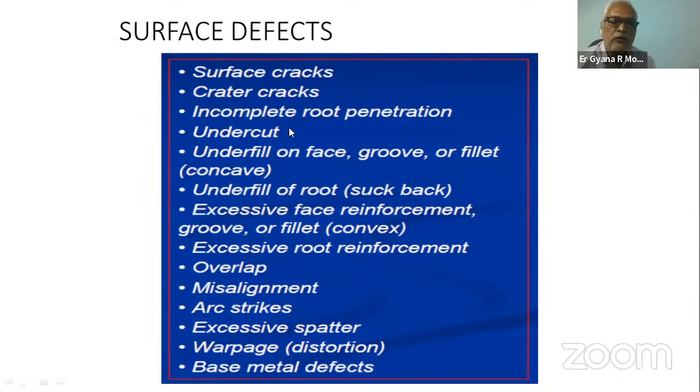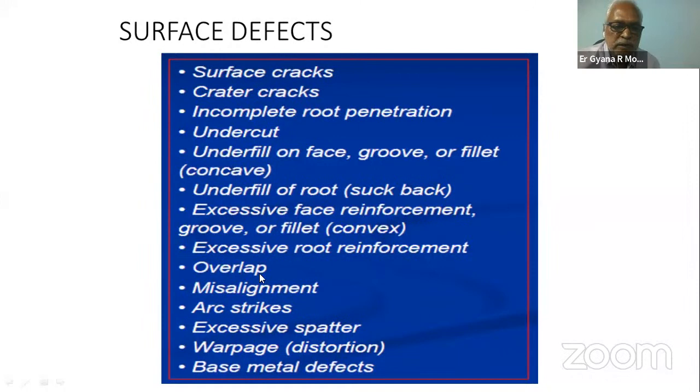Undercut happens when your voltage is very high or when your current is very high. What it does is, there is a fusion, but along with the fusion, wherever the weld starts, beyond that a little portion of the plate has also melted where the welding has not been deposited. So undercuts are very dangerous. Similarly, excessive face reinforcement, groove or fillet or convex, that means where you have put excessive welding material.